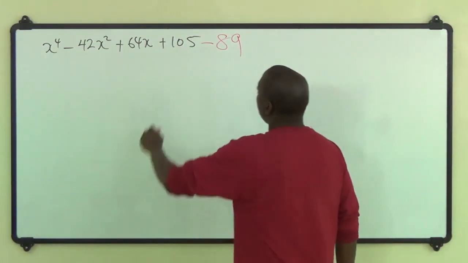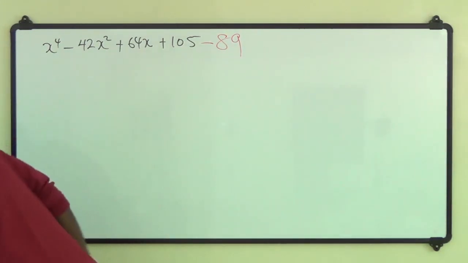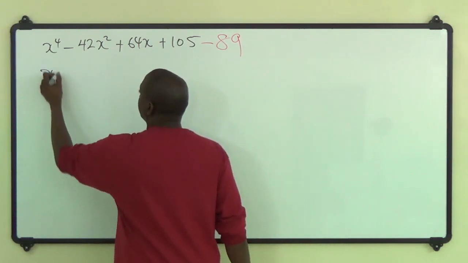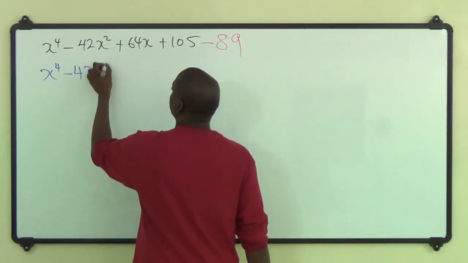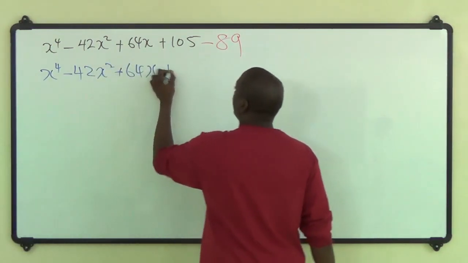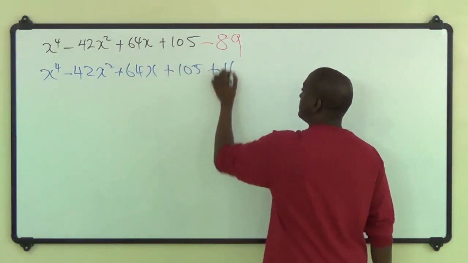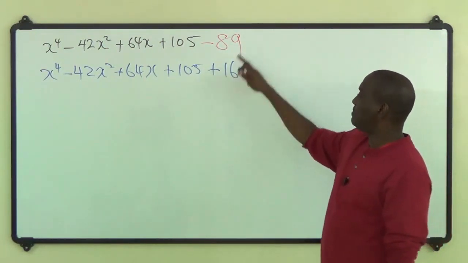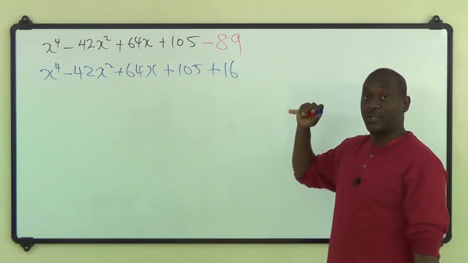We're doing it. So when we minus 89 from this, we get a new polynomial. A new polynomial will read as follows. It will be x to the power of 4 minus 42x squared plus 64x plus 105, bam bam, plus 16. So we still have a positive quantity here, but we would have taken out 89 from 105 to get 16. So this is a new polynomial.